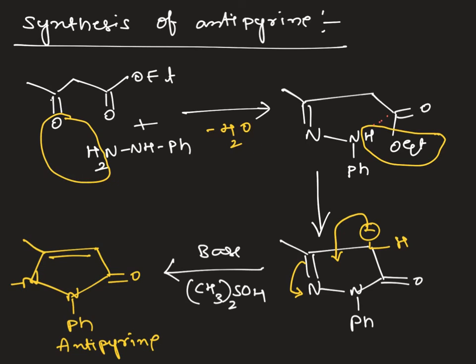This is used in medicinal chemistry. Antipyrine is a non-steroidal anti-inflammatory drug, and it also shows antipyretic activity. Antipyretic means it reduces body temperature. So these are some of the applications of ethyl acetate in organic synthesis. With this we have completed the first molecule, ethyl acetate preparation and its reactions and applications in organic synthesis.